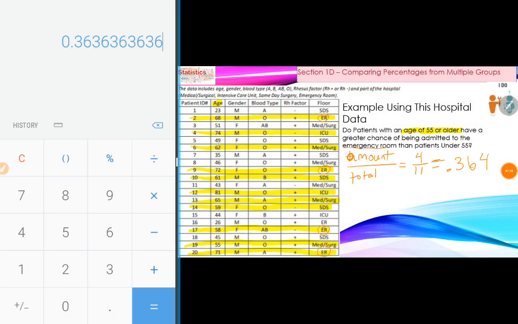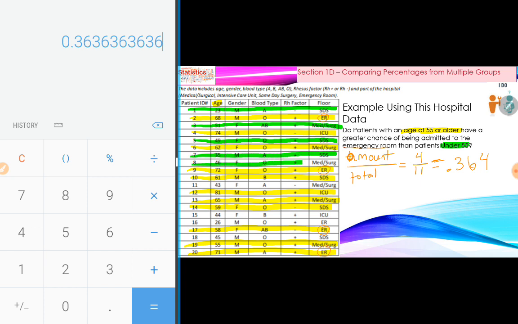Now it's time to look at that other group. The other group is the patients under 55. So that should be everybody else, since everybody's either 55 and older or under 55. So that's 1, 2, 3, 4, 5, 6, 7, 8. Should be a ninth. 1, 2, 3, 4, 5, 6, 7, 8, 9. 9. I miscounted. I knew it would be 9 because we had 11 patients that were 55 or older. So that leaves 9 patients that would be under 55.